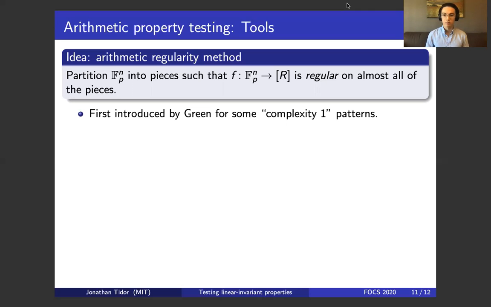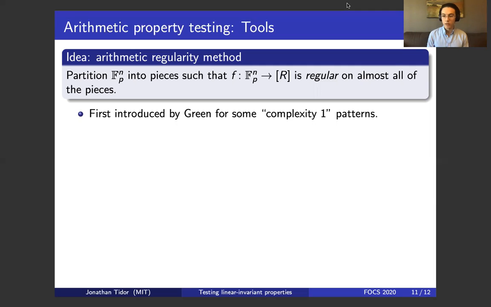And the first person to come up with the idea that the arithmetic regularity method could be used for arithmetic property testing was Ben Green in his 2005 work on arithmetic property testing. In his work, he showed a couple classes of non-algebraically defined properties were testable. Specifically, he showed triangle freeness and k-cycle freeness are both testable properties by using basically Fourier analysis to partition F_p^n into pieces.